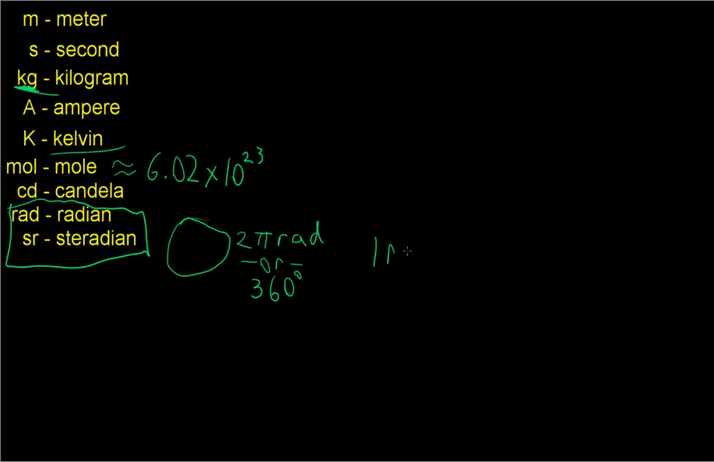So 1 radian, since 360 to 2 pi, if you know your ratios, it'll be 180 to 1 pi. 1 radian is equal to 180 degrees over pi. So there's your conversion. If you've got a radian, you can multiply.